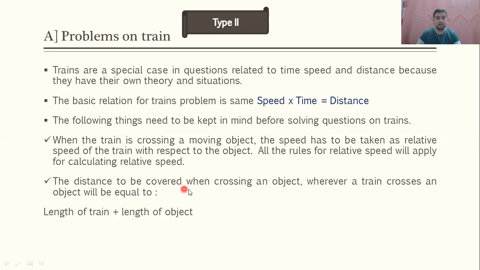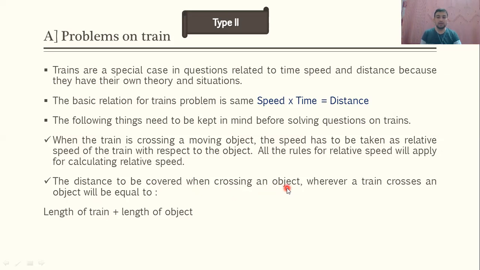Next, the distance to be covered when crossing an object. The distance to be covered whenever a train crosses an object will be equal to the length of the train plus the length of the object. See, the distance to be covered when crossing an object. Let's say a train.